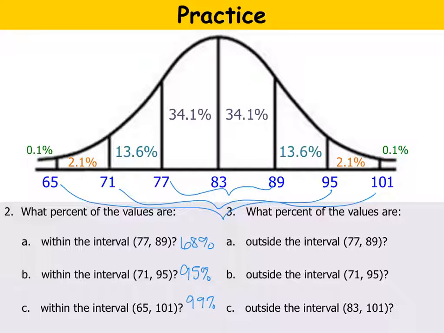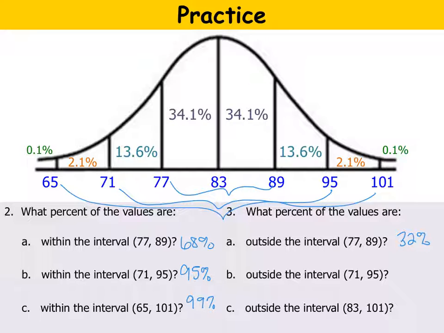Number 3, what percent of the values are, instead of inside, outside of the interval 77 to 89. So there's 2 ways you can do this since we've already done 2A, and it says the percent that are within that was 68. The percent out is whatever 100 minus 68 is, or you can just generalize beyond 1 standard deviation, take away 34% from each side and see what you're left with. And that should end up being about 32% of the data is outside of that interval.